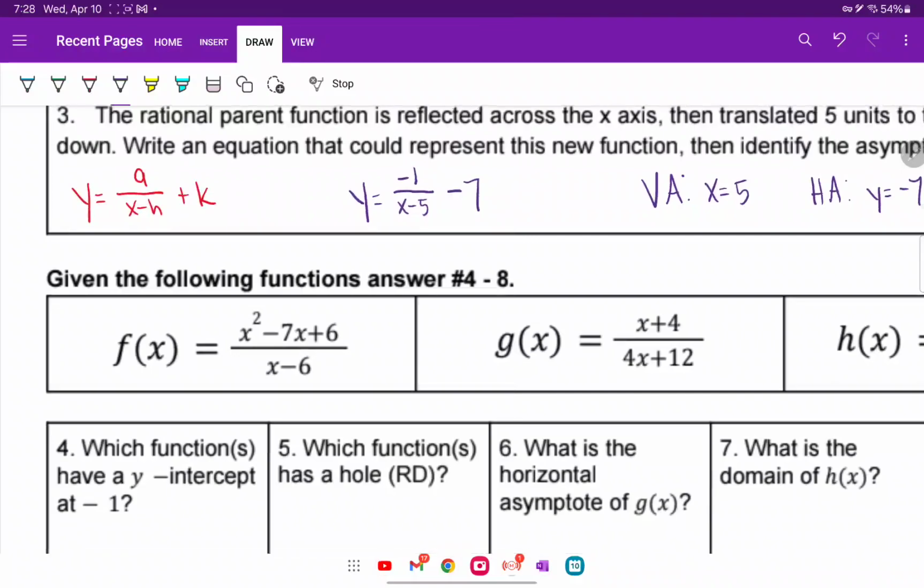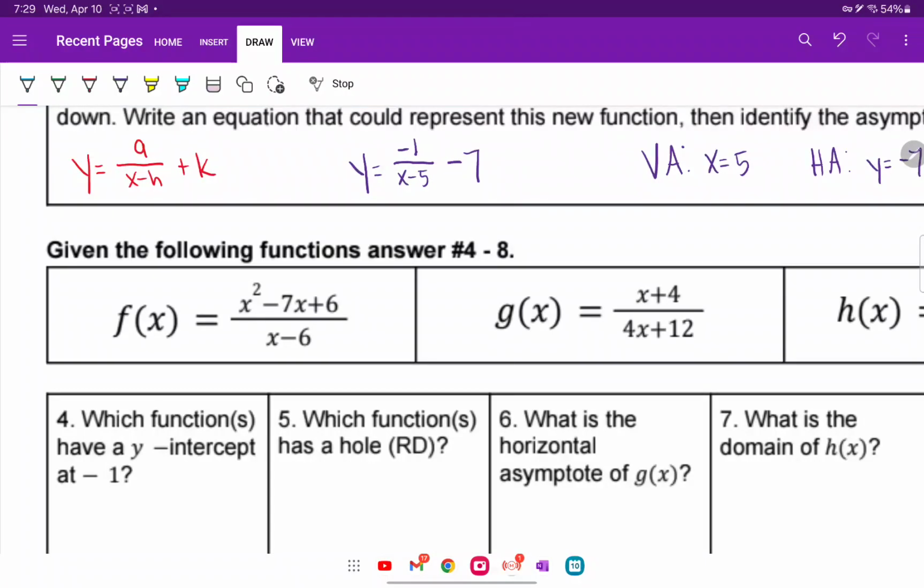All right, given the following functions, answer numbers 4 through 8. Okay, so for each of these, what I'm going to do is simplify them. So for this first one here, x squared minus 7x plus 6 becomes x minus 6 times x minus 1 when you factor it. And on the bottom, x minus 6. Then we see we can cross out the x minus 6's. And this one simplifies to x minus 1.